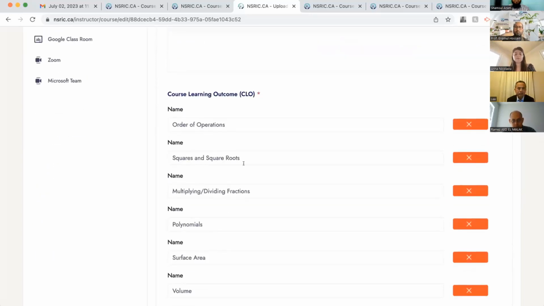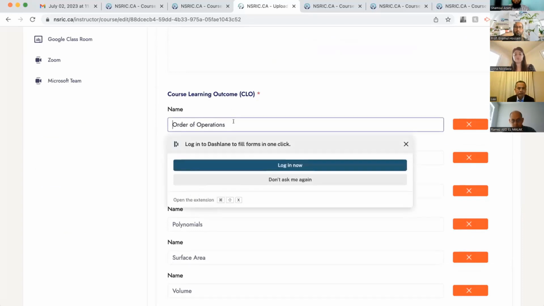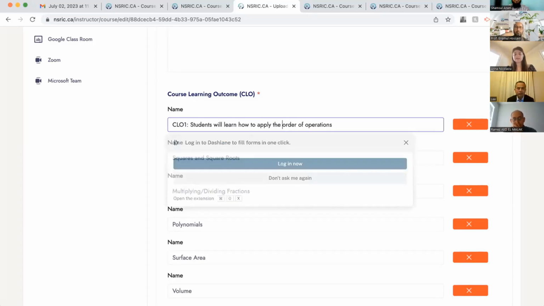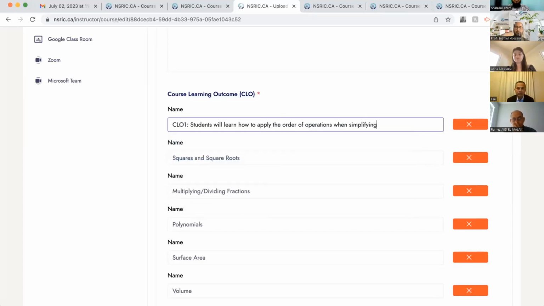Then there's learning outcomes. And actually, this is something that I need to change a little bit. The way course learning outcomes should be is they should be CLO and then the number, so CLO1 for course learning outcome 1. And then they should also be a full sentence. So instead of "order of operations," "students will learn how to apply the order of operations when simplifying and solving," right? Because that's a little bit more clear, as a full sentence of what the learning outcome is.